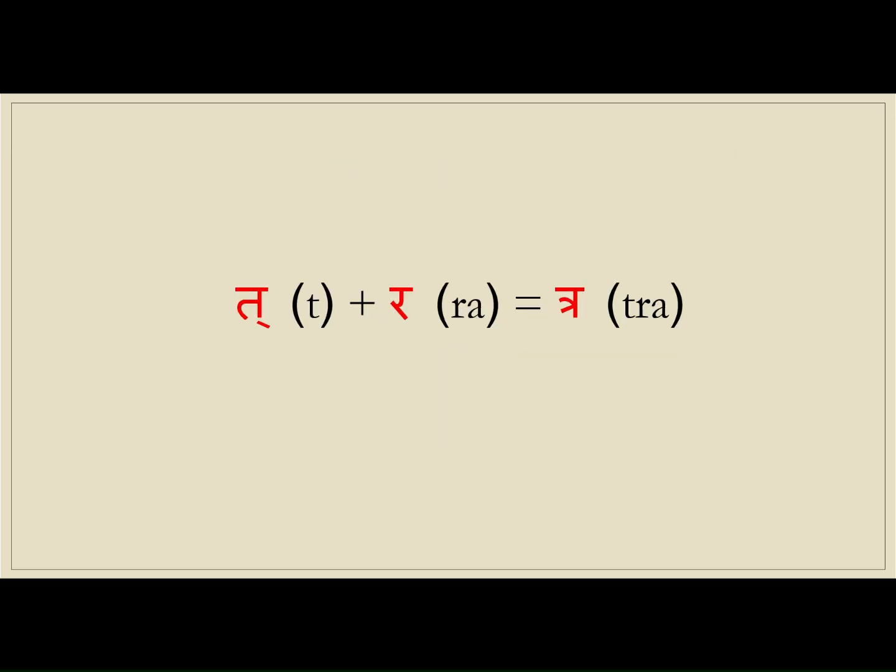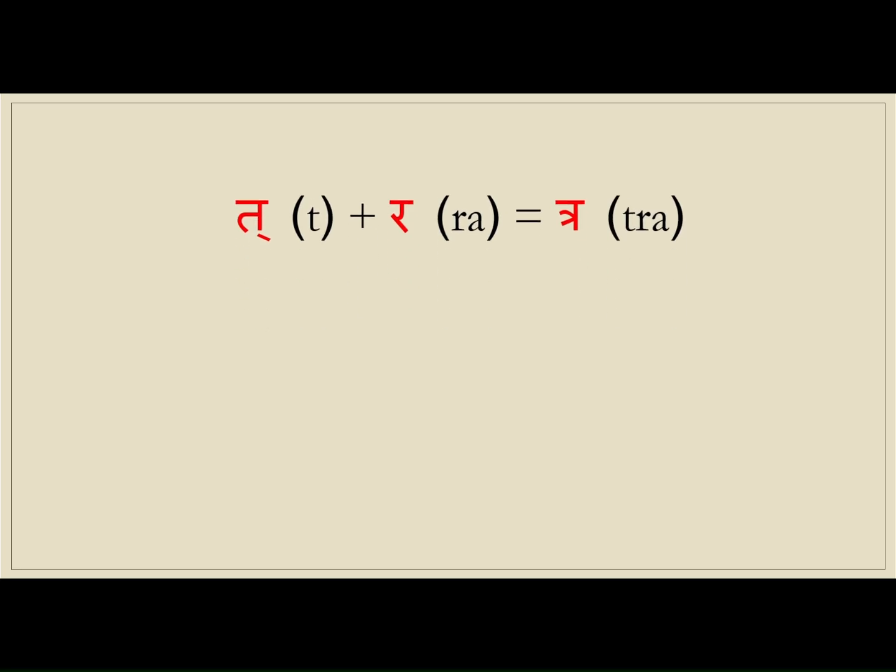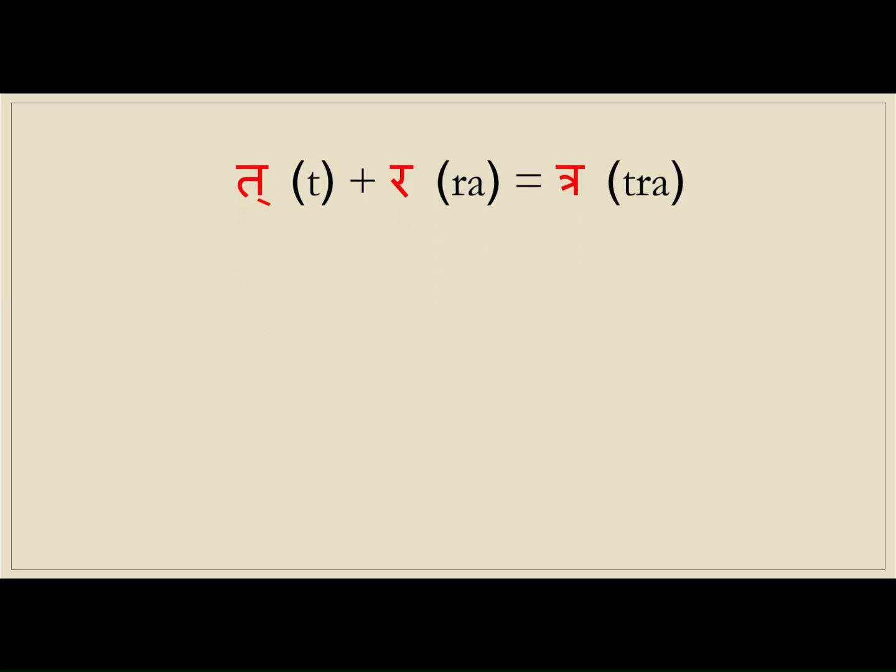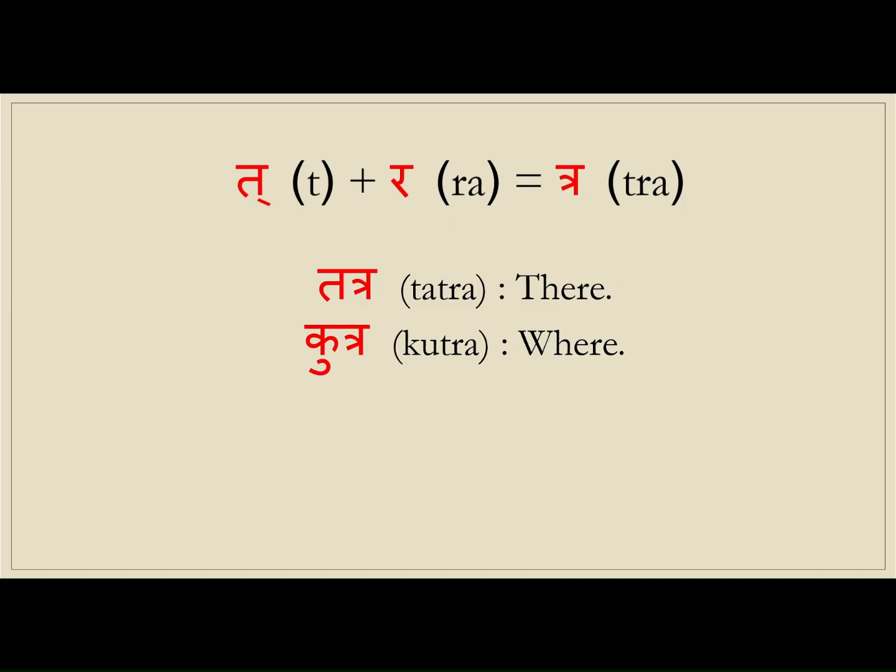Our next combined consonant is Halanta ta plus ra, creating tra. The Sanskrit examples are the word tatra, which means there, the word kutra, which means where, and the word trasa, which means fear or terror.